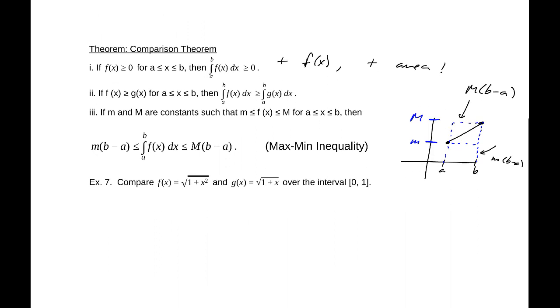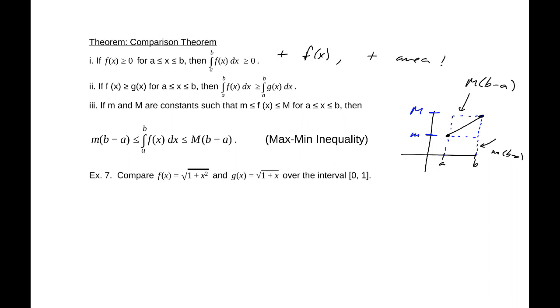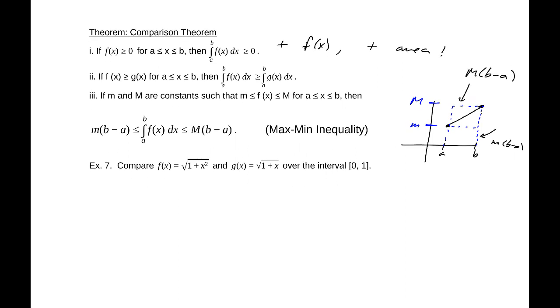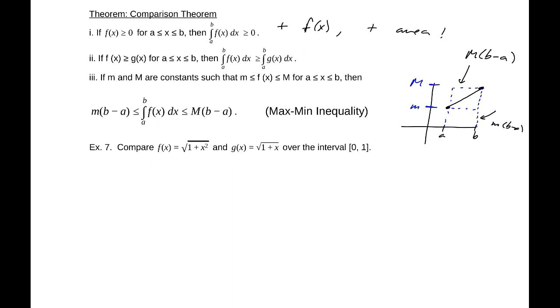Compare these two functions: square root of 1 plus x squared and square root of 1 plus x over the interval 0 to 1. I would really like to say that one of them is smaller or larger than the other. That would be great. Now, I could look at the graphs, and I'm going to sketch that in just a second. But how I want to start with this is that we know x is less than or equal to 1, and it's greater than or equal to 0.